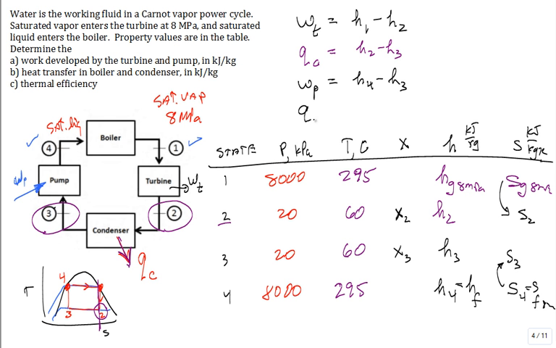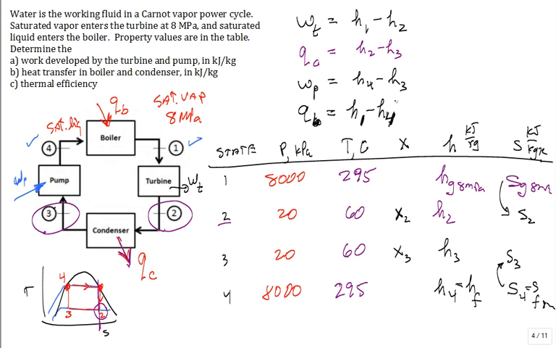How about the Q into the boiler? And this is into the boiler. QB into the boiler. What's the equation for QB? Is it H1 minus H4? How many people like that? Thumbs up? Good. Yeah, thumbs up.